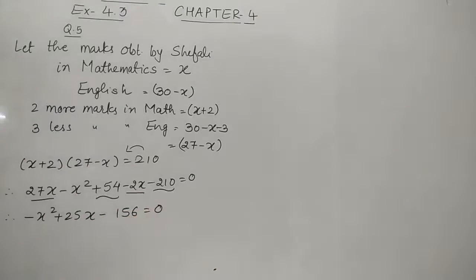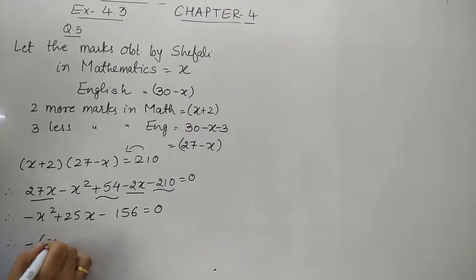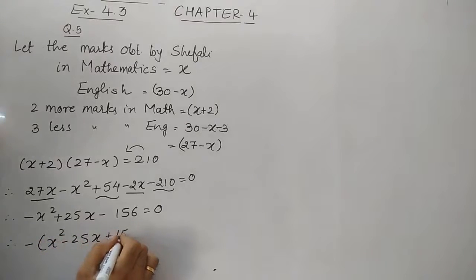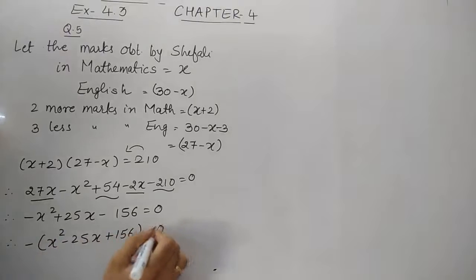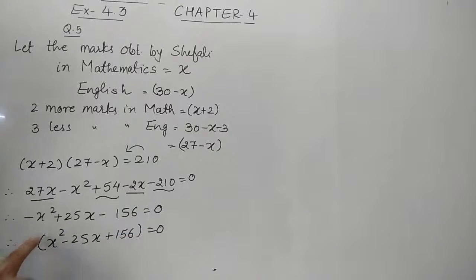156. As we discussed earlier also, we should never keep the coefficient of x square negative. So we take the minus out. x square minus 25x plus 156 would be 0. When I have taken out minus outside, you can see that this sign and this sign have been changed. So the equation is x square minus 25x plus 156 equals 0.